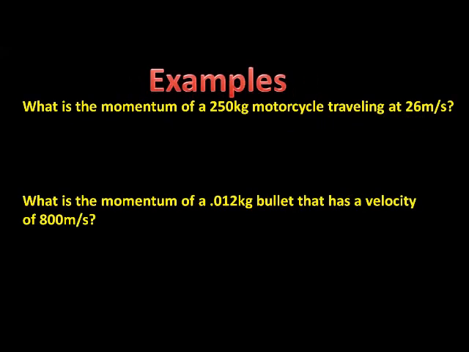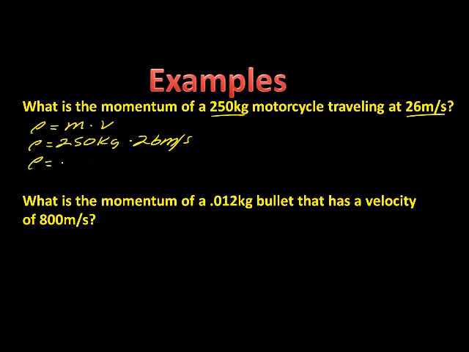Well, now that we have the equation for momentum, we can go ahead and solve some problems. So let's work through several momentum problems, and you'll see really how easy they are. The first problem says, what is the momentum of a 250 kilogram motorcycle traveling at 26 meters per second? We're going to start out with our equation for momentum. Momentum is equal to mass times velocity. Now all we have to do here is really just plug some numbers and units in. Momentum is mass, and the mass of the motorcycle is 250 kilograms, times velocity, and our velocity given here is 26 meters per second.